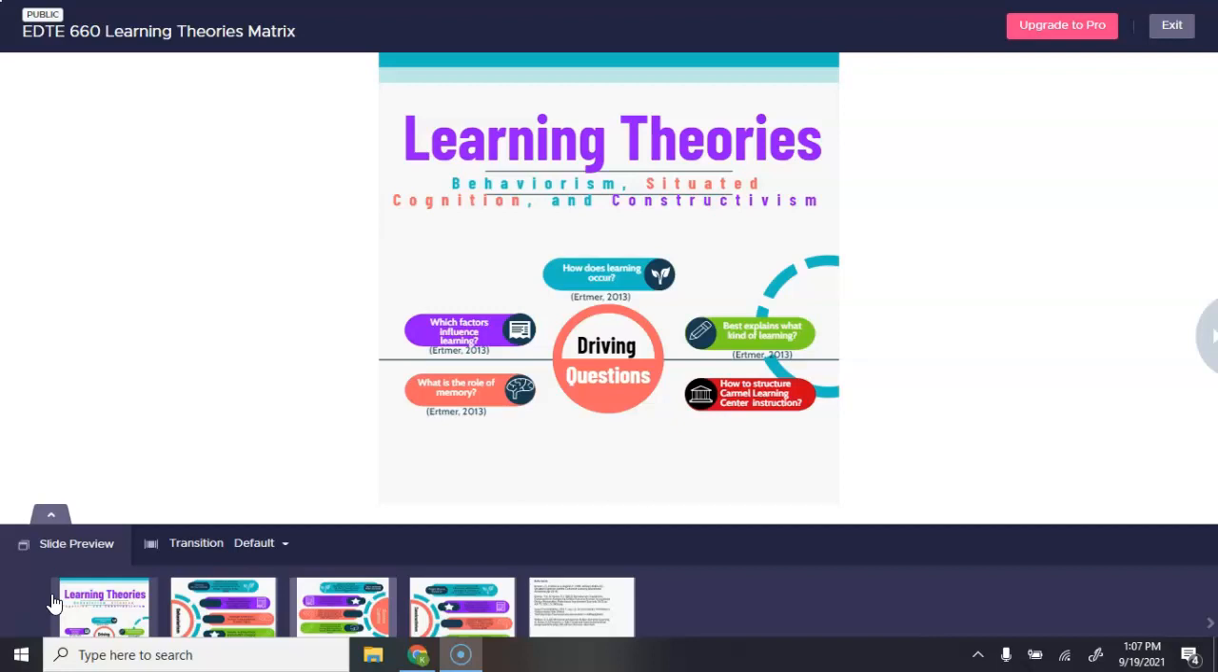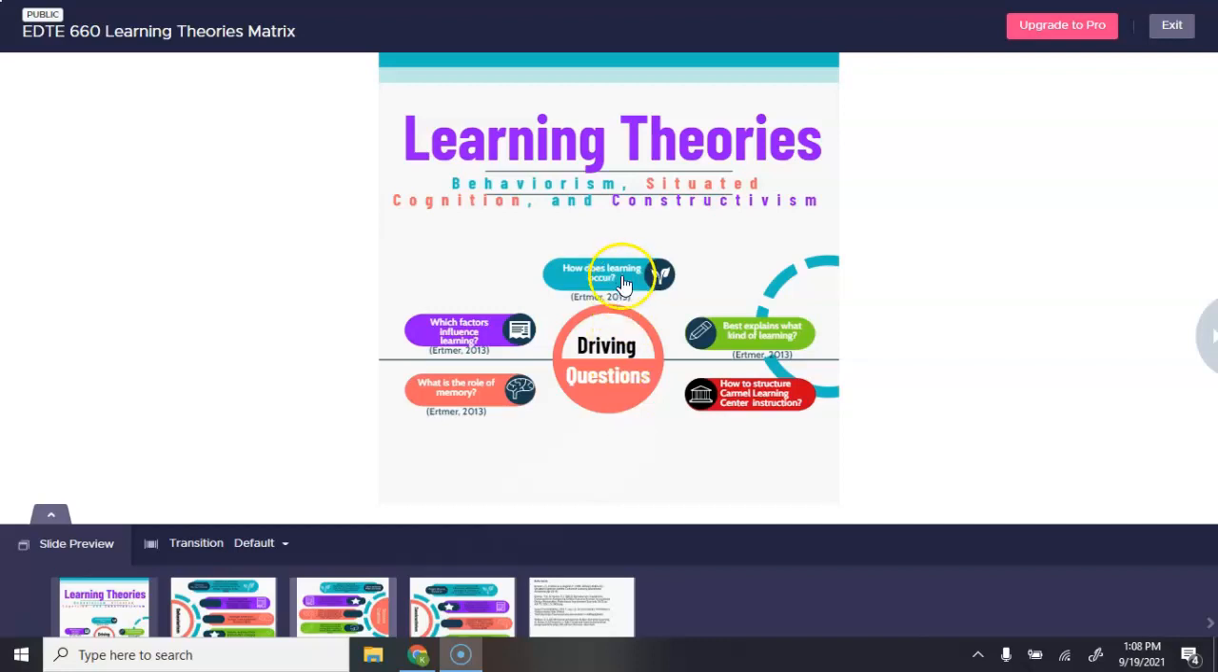I'll be explaining my learning theories matrix of behaviorism, situated cognition, and constructivism. You can see that my graphic is organized around 5 driving questions. Those questions originated with Shunk and were reported in Ertmer and Newby 2013.